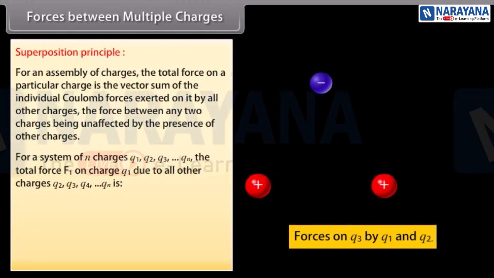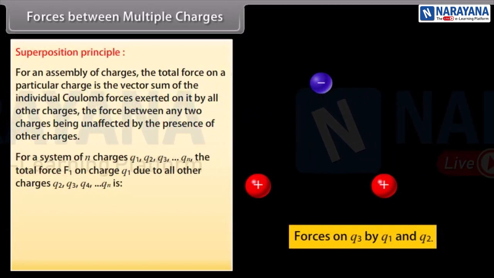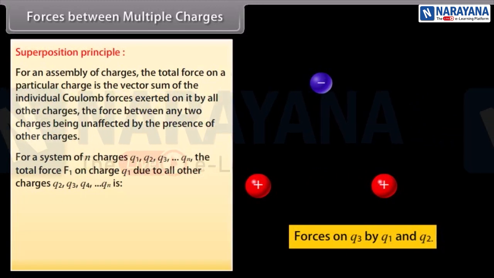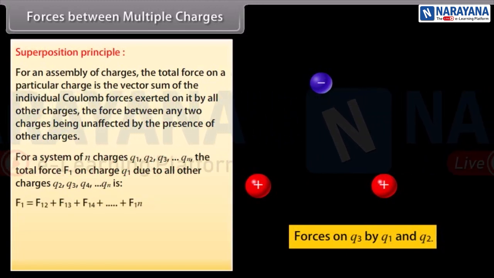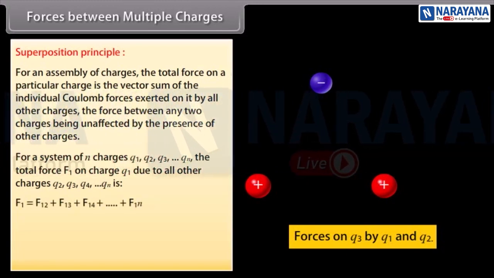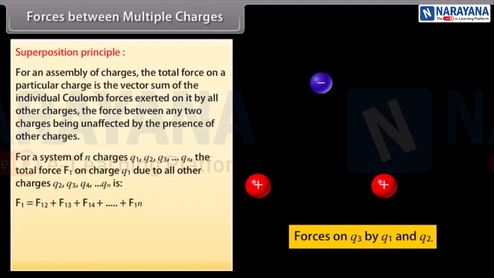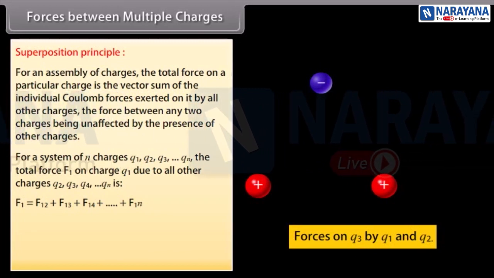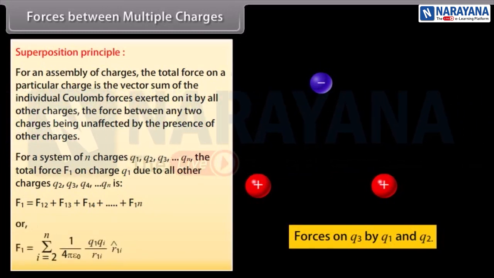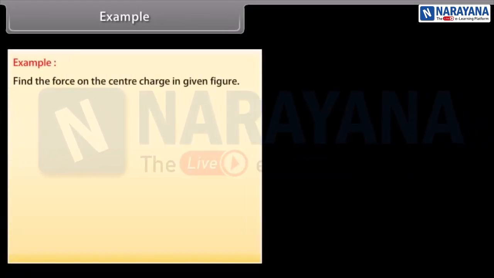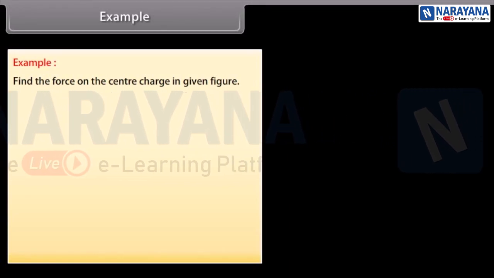on charge Q1 due to all other charges Q2, Q3, Q4 and so on till Qn is F1 is equal to F12 plus F13 plus F14 and so on till F1n. This equation can be written as an example. Let's take an example on Coulomb's law. Find the force on the center charge in given figure.